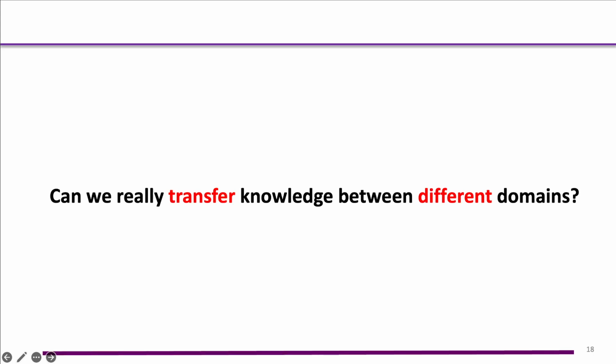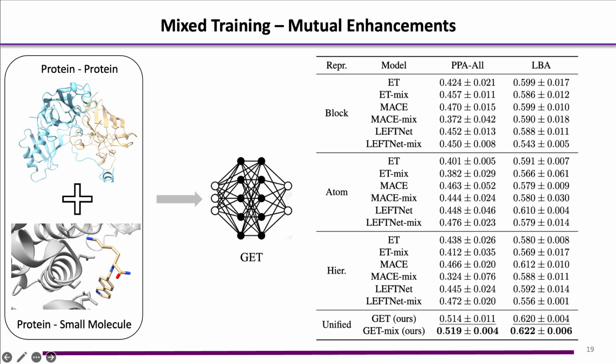Then we conduct analysis to answer the following question. Can we really transfer knowledge between different domains? First, we mix the training sets of protein-protein affinity and protein-ligand affinity to see how the performance changed compared to the models trained on single domains. We can see that the performance on both domains improves a little after mixed training. This actually already validates our motivation that the underlying molecular interaction patterns can be shared across different domains. Therefore, the mixed training introduces benefits instead of damages on the performance.